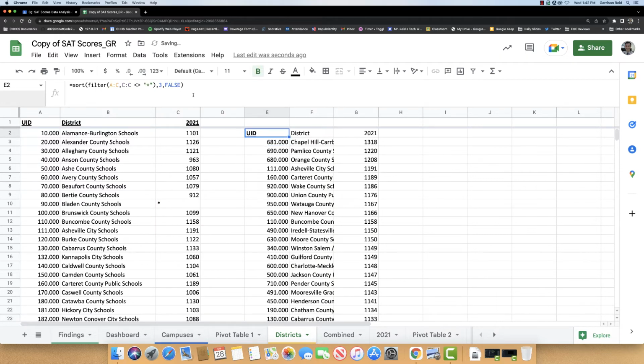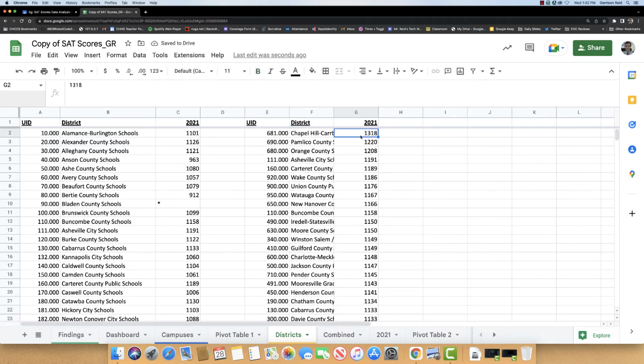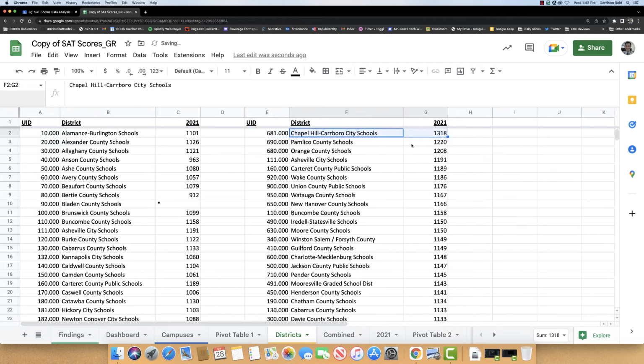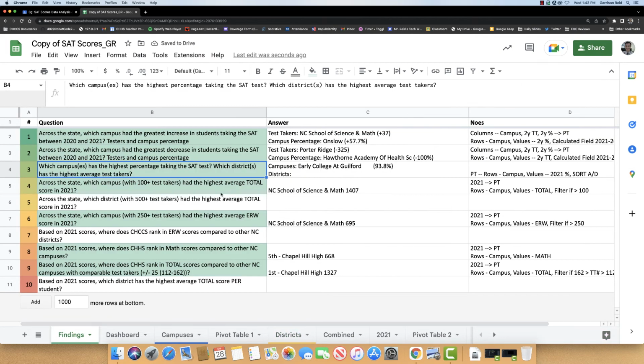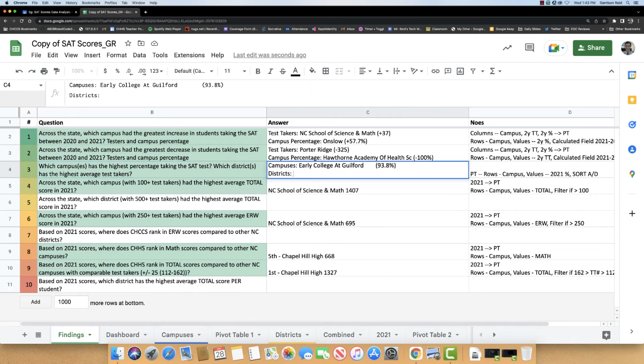There we go. And I've got my district and the year, and I see that Chapel Hill Carrboro City Schools had the highest average for the year as a district. So which district had the highest average test takers? Districts, Chapel Hill Carrboro Schools with a 1380.